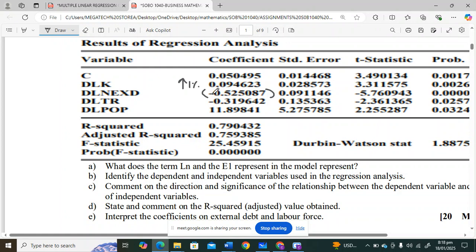Yes, that's the reason for the reduction. Then the standard error shows you how precise your coefficient is. The smaller the standard error, the more precise your coefficient is. Meaning, if you run this test again, your values will be close to this 0.525. They won't be far from it.